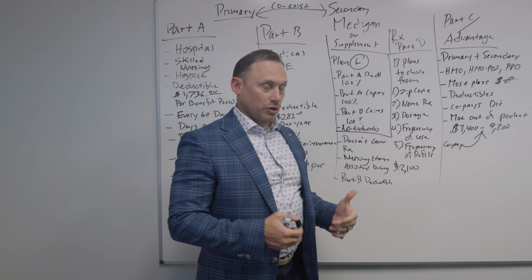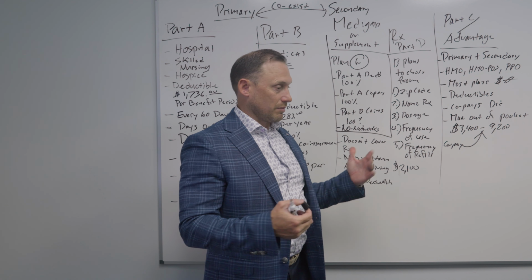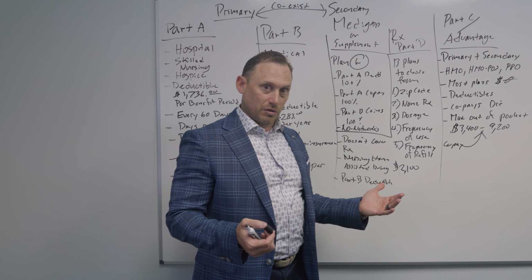A lot of plans, your urgent care visit is $50. You make a visit to the urgent care, you pay your $50, it goes towards your max out of pocket. Emergency room. Most plans, or a lot of plans, it's $130. That $130 goes towards your max out of pocket.